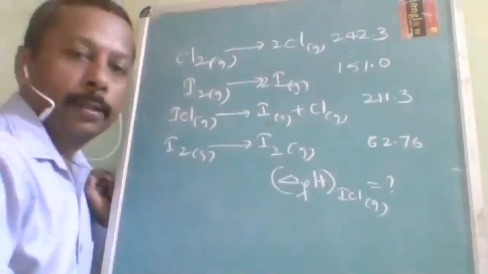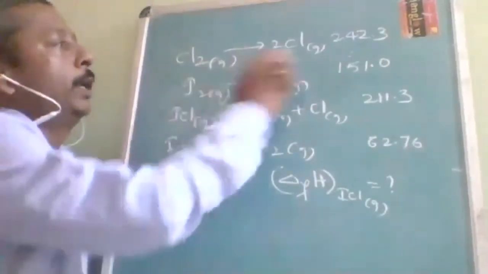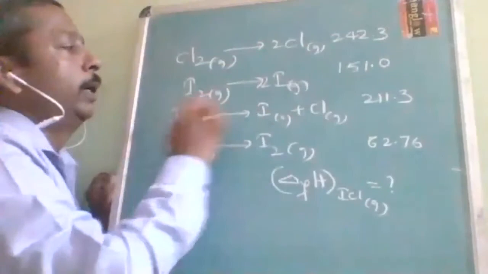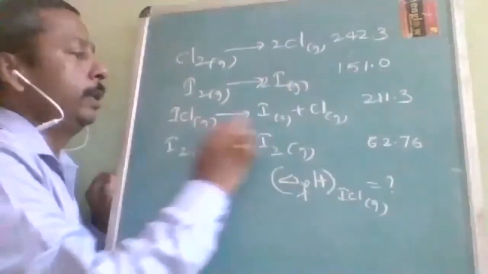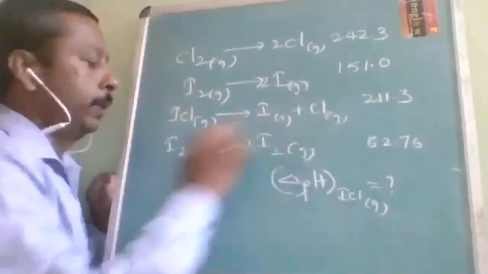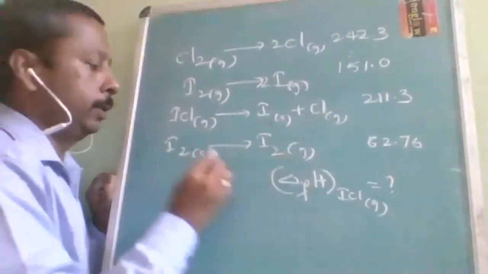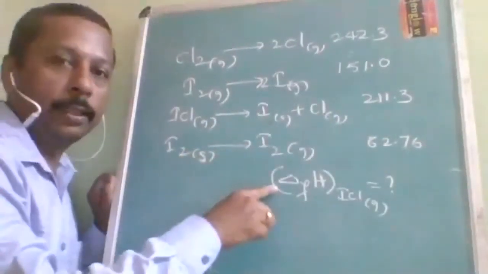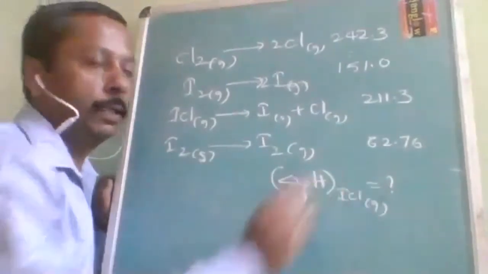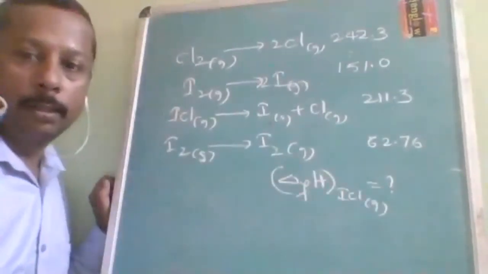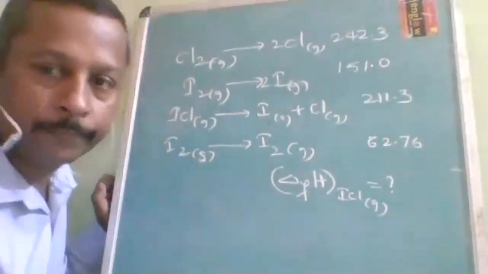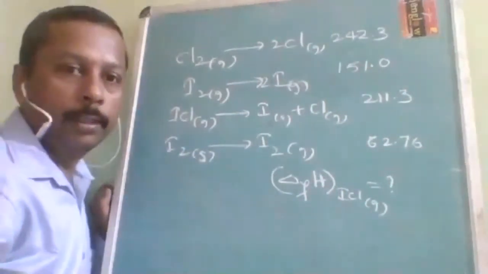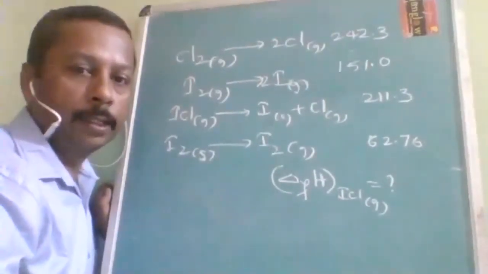In this question, Cl2 gas to 2Cl has this much value, I2 to 2I this much value, ICl gas to I plus Cl this much value, and I2 solid to I2 gas is this much. You have to find the enthalpy of formation of ICl, equal to question mark. So try to solve this question and let me know the answer.